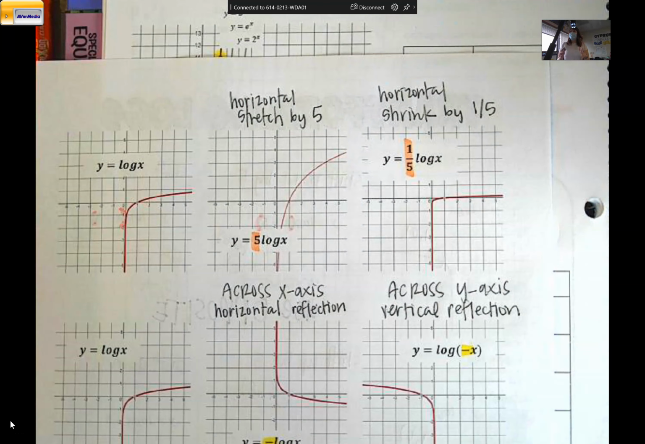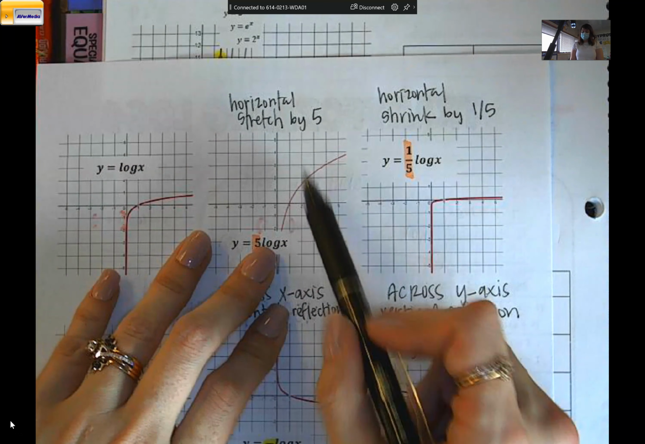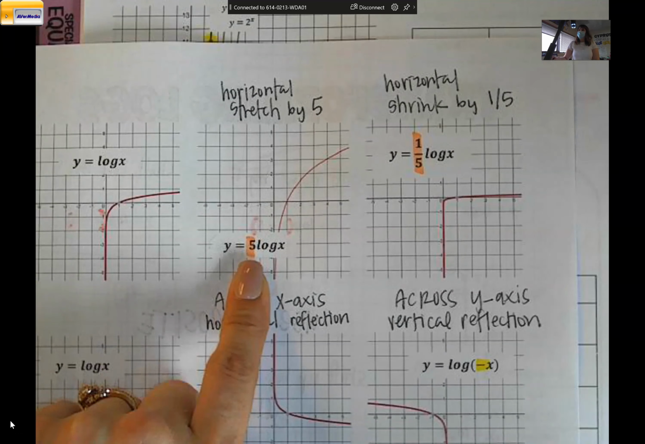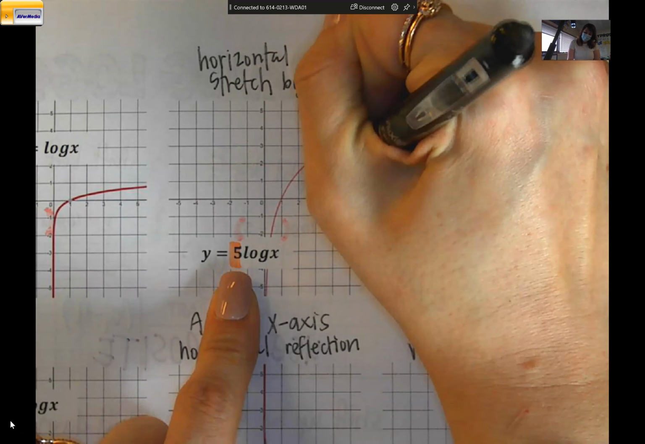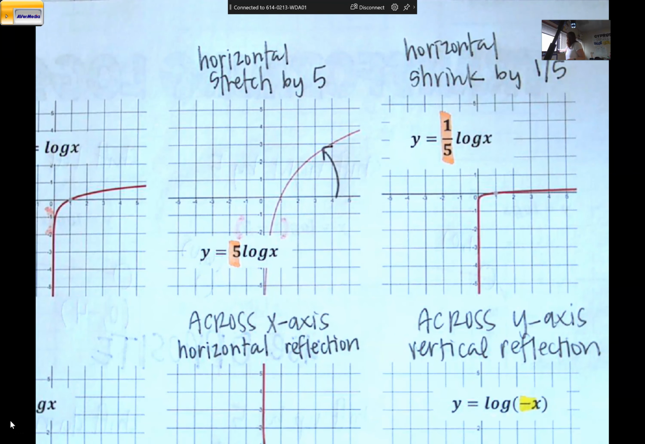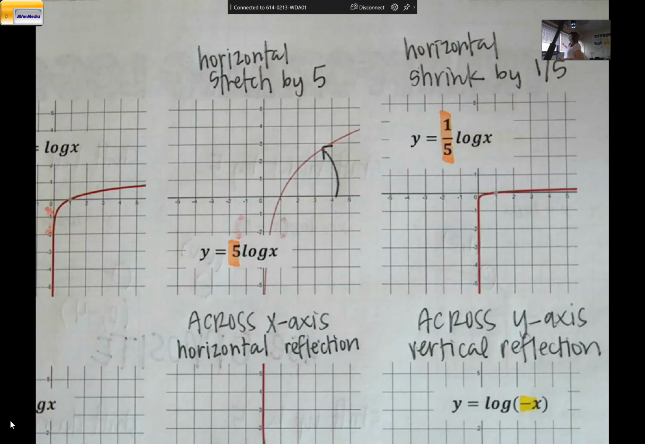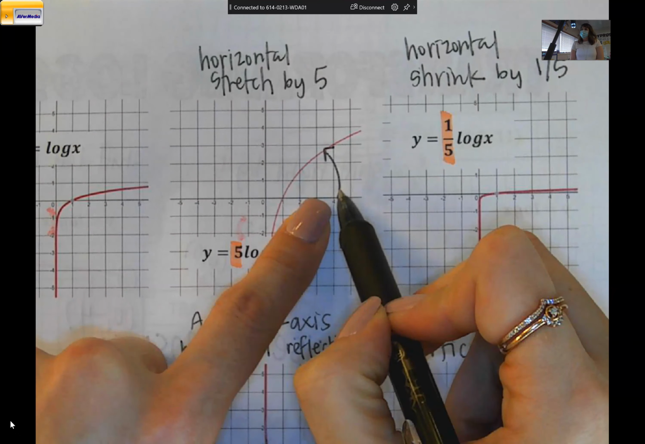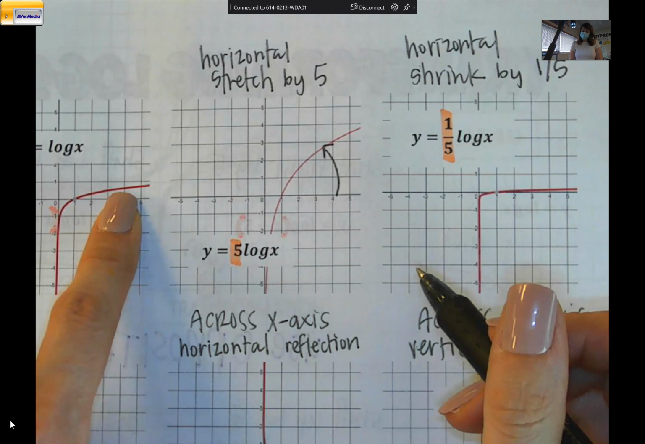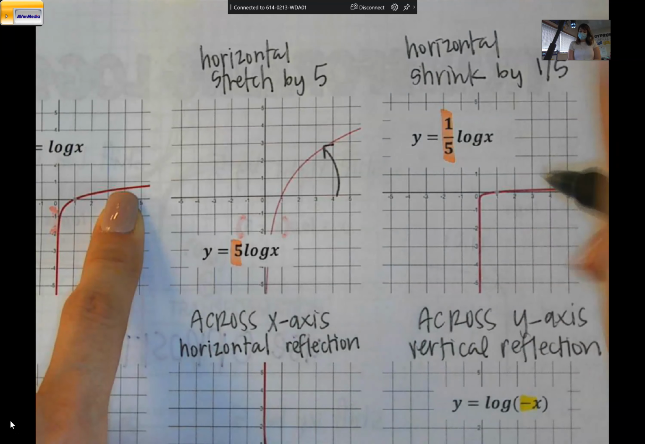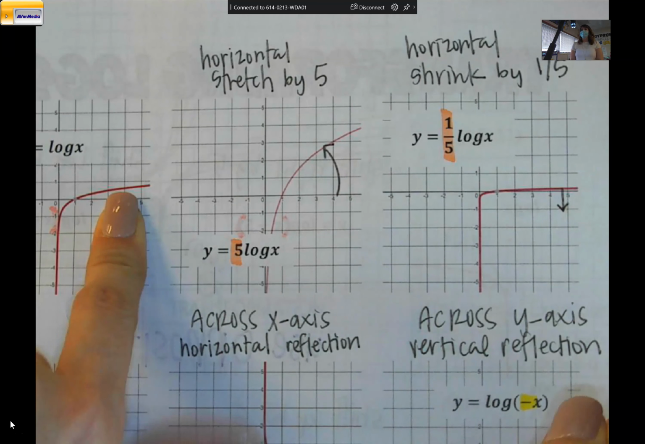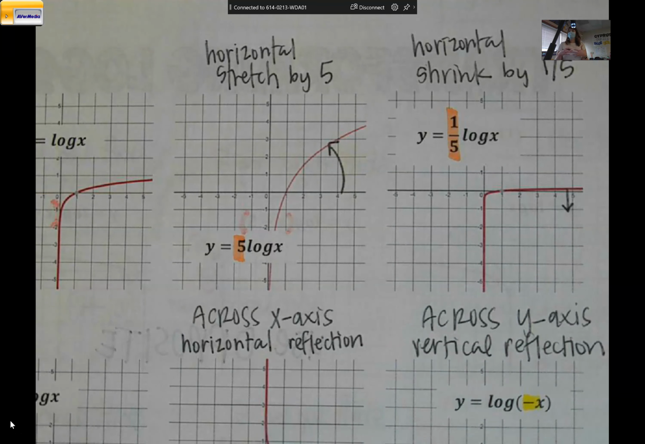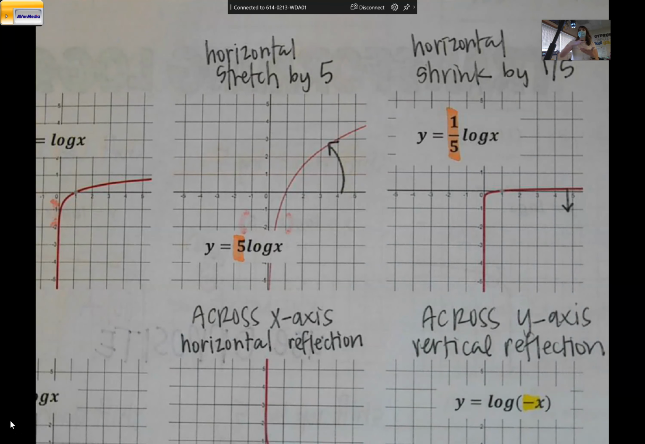And here's what they mean by that. They're saying that when you have 5 on the outside of your log, you are stretching away from the x-axis. So you're basing where it's going off of the x-axis. And this one, they're saying you take this original function and you shrink it down toward the x-axis. That's why it's a horizontal stretch or shrink, because you're doing it in relation to the x-axis.